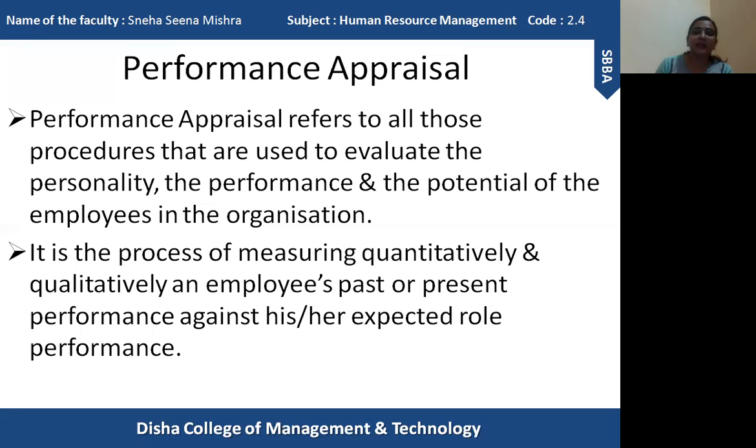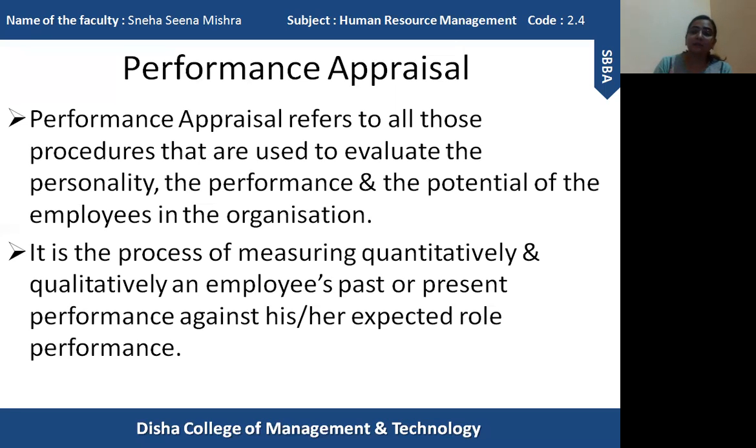It simply means evaluation. It refers to all the types of procedures which are used to evaluate the personality, the performance and the potential of the employees in the organization. So performance appraisal is used to evaluate the overall performance of an employee, the performance which the person shows while doing his or her job. Means how well the person has performed the job, whether all the tasks given to him or her have been done properly or not. That is the job related performance.